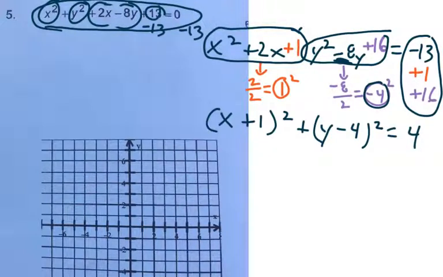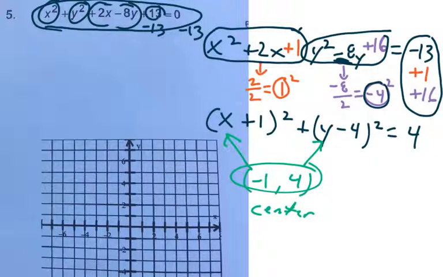Hopefully you recognize the standard form for a circle. What makes this 0, of course, is negative 1. What makes that 0 for the y's is positive 4. This is the center of my circle. So I'm just going to come over to my graph and go negative 1, 4. Bam, right there. I know that's the center of my circle.